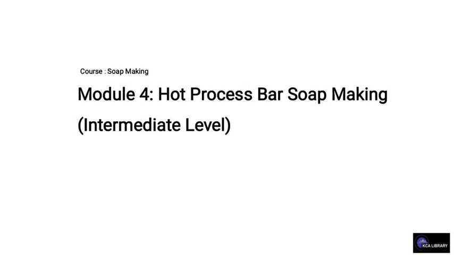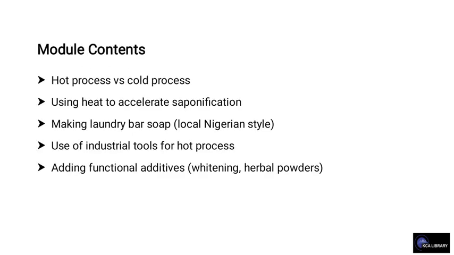Today we'll be considering module 4 of soap making, and the topic is hot process bar soap making. This is another soap making type, and the content we'll be looking at is hot process versus cold process. You check the difference, using heat to accelerate saponification, making laundry bar soap, using industrial tools for hot process, and lastly, adding functional additives.